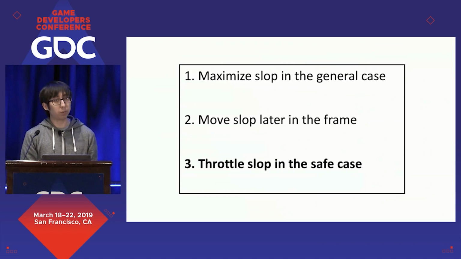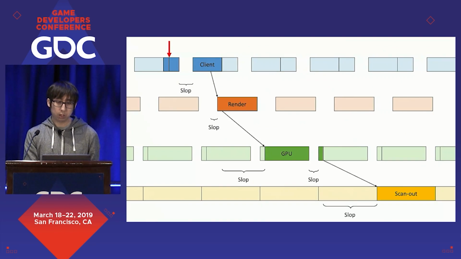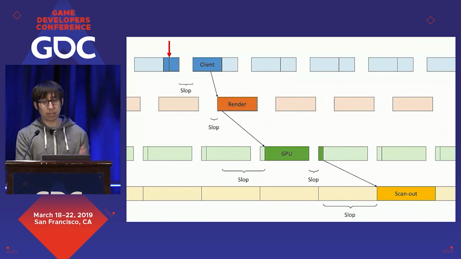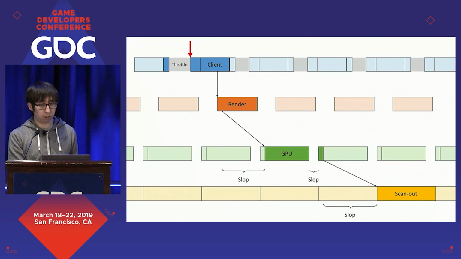So now we're going to incorporate all this information into designing our throttle. We're introducing the throttle right before the input sample, so that the sample and subsequent work are delayed and shift to the right. Notice that as we throttle, slop gets squeezed out starting from the left, but the total work stays the same.